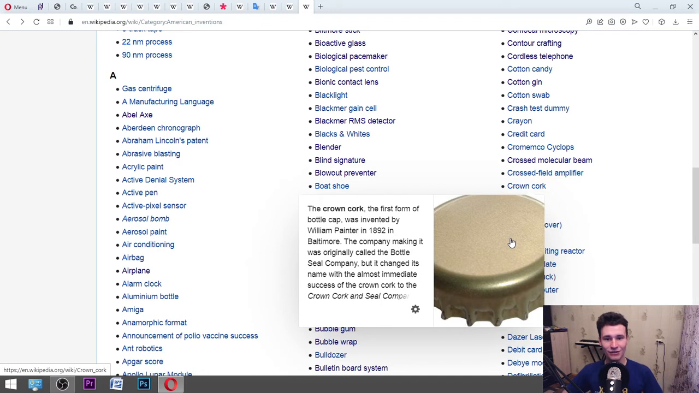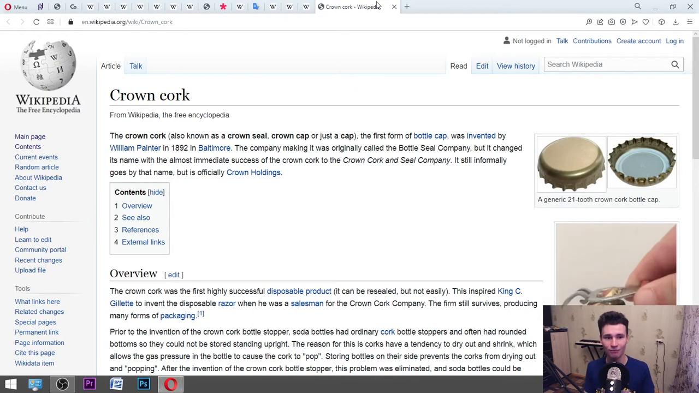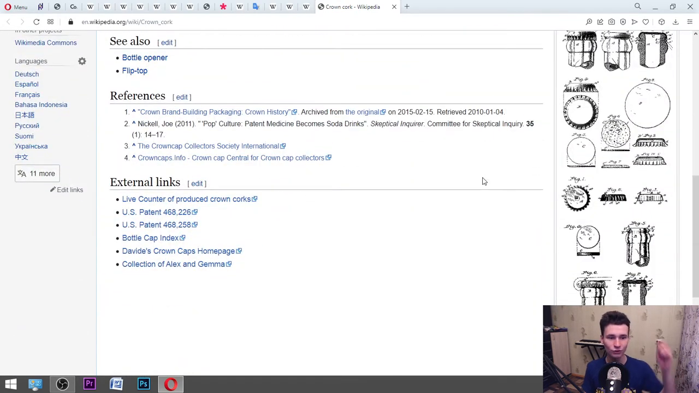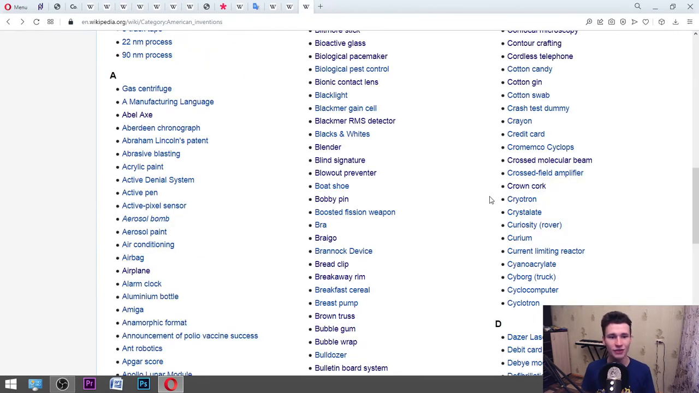Crown cork. We can use it in writing when we are writers. The first form of bottle cap was invented by William Painter in 1892 in Baltimore. The company making it was originally called the Bottle Seal Company, but it changed its name with the almost immediate success of the crown cork to the Crown Cork and Seal Company. It is how we open a crown cap on water, for example, salt and something like this.